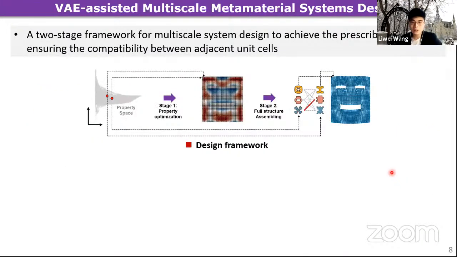Now, let's go back to the original motivations of multi-scale design. Building on the large database and machine learning model, a two-stage framework is proposed here for multi-scale design. Here we show an example of achieving the prescribed distortion of the full structure. We first optimize the property distribution and then assemble the full structure to ensure compatibility between neighboring unit cells.